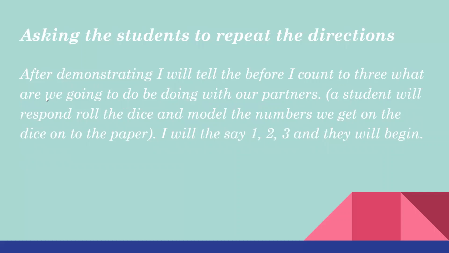And then asking the students to repeat the direction. So after demonstrating, I will tell the students before I count to 3, what are we going to be doing with our partners, just so that they understand the lesson and activity of what's going on. And then the students would hopefully respond, I'm going to roll the dice and model the numbers we get on the dice onto the paper with the partner. And then I would say 1, 2, 3, and then we would begin.